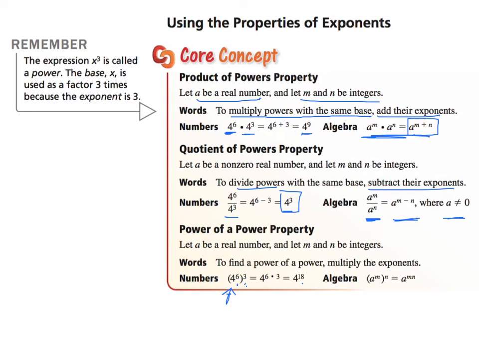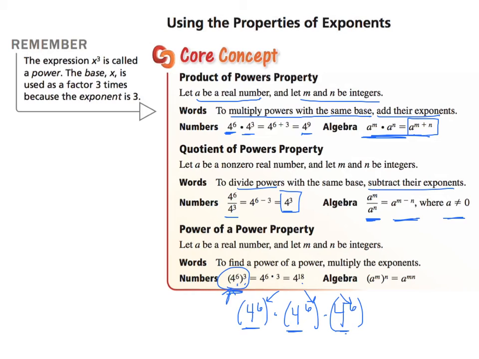Now why does that work? Because if I took 4 to the 6th power times itself 3 times, because that's what this says, 4 to the 6th to the 3rd, look what I have. I have the same base. What do you do with the powers when you have the same base?